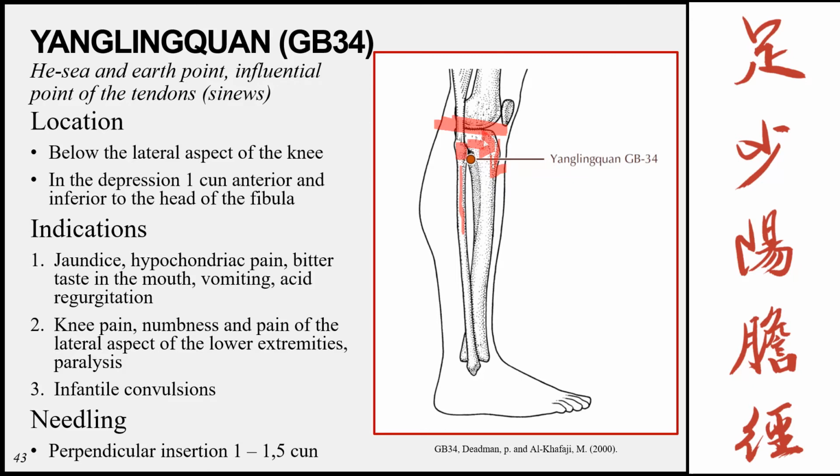So this point can be used for jaundice, hypochondriac pain, bitter taste in the mouth, vomiting, and acid regurgitation. It can also be used locally for knee pain, numbness and pain of the lateral aspect of the lower extremities, and paralysis. And finally, it can be used for infantile convulsions. Also remember that it can be used for any condition affecting the tendons. Needling is perpendicular, 1 to 1.5 cun.